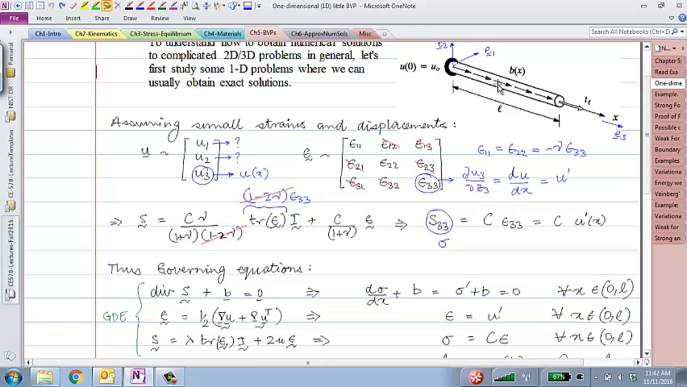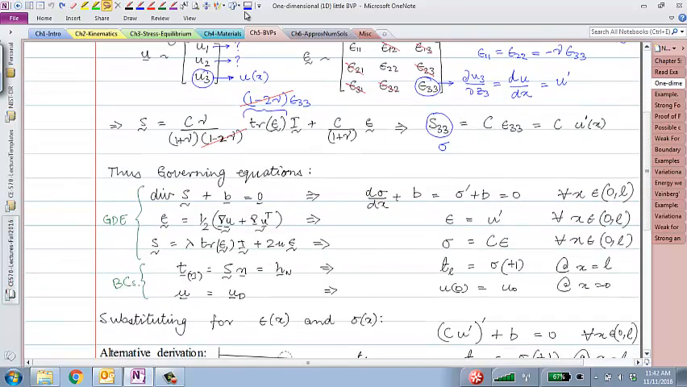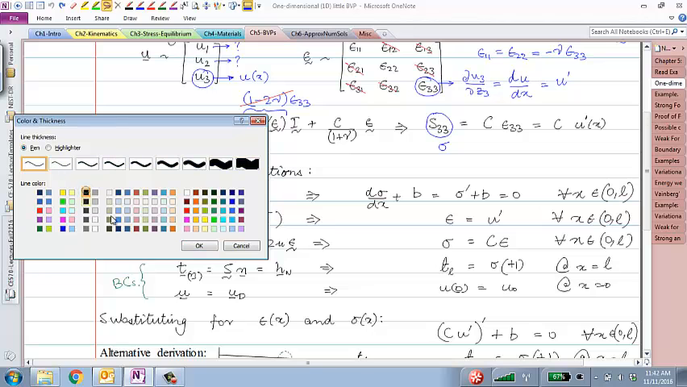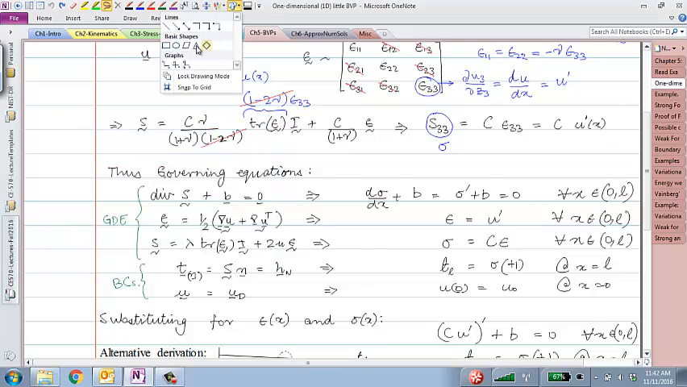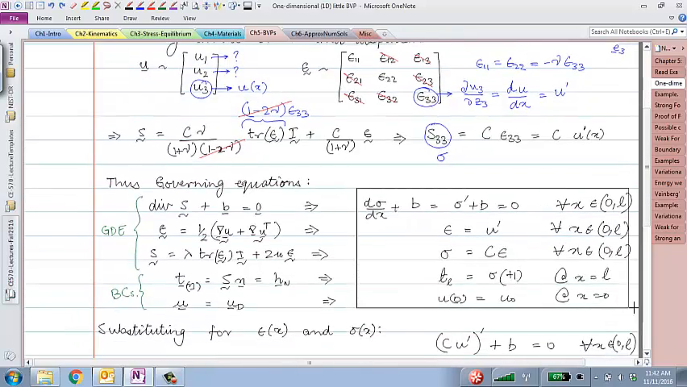So as a function of the position along the length of the bar, I should be able to tell you what is the displacement at this point, displacement at this point, and so on. Okay, that's what we are after. So let me highlight this box. That the equations that we are trying to solve are these equations.